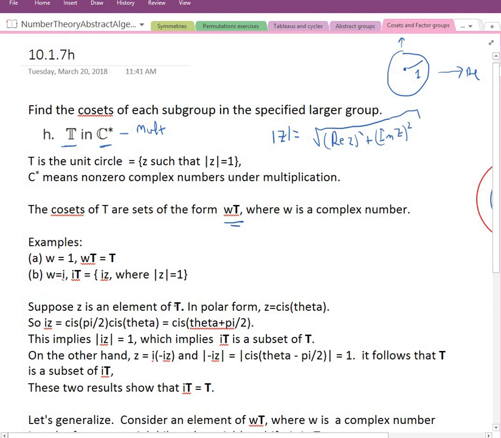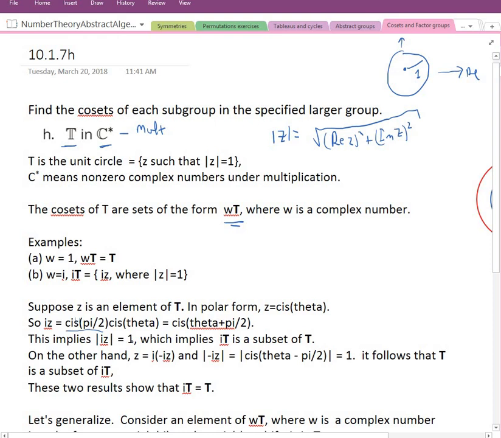So suppose Z is an element of T. Then I can write Z in polar form as cis of theta. That means that IZ is I in polar form, which is cis of pi over 2, times cis of theta. Right? This is I in polar form. Now, if you remember, to multiply numbers in polar form, you simply add the arguments. So that's cis of theta plus pi over 2. Now, what does that mean? The absolute value of cis of theta plus pi over 2, the R is 1. So that means the absolute value of this number is equal to 1.